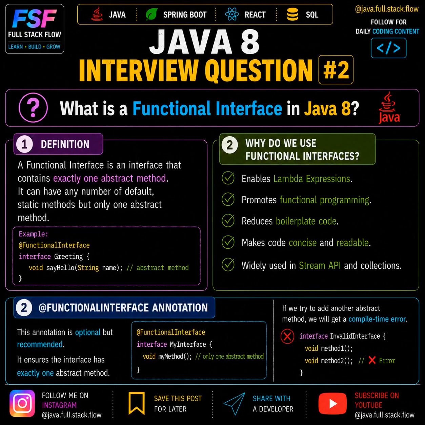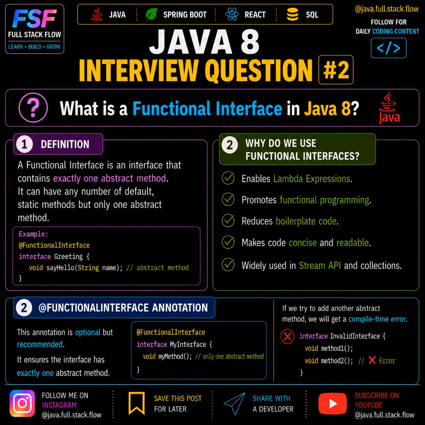Next, we have the @FunctionalInterface annotation. This annotation is optional, but it is recommended. It ensures that the interface has exactly one abstract method. So why do we use the @FunctionalInterface annotation? It tells the compiler this interface is intended to have only one abstract method.